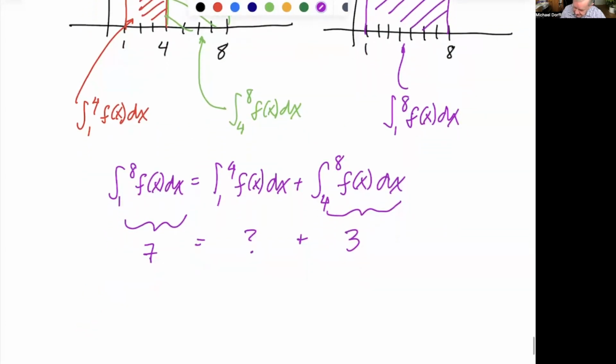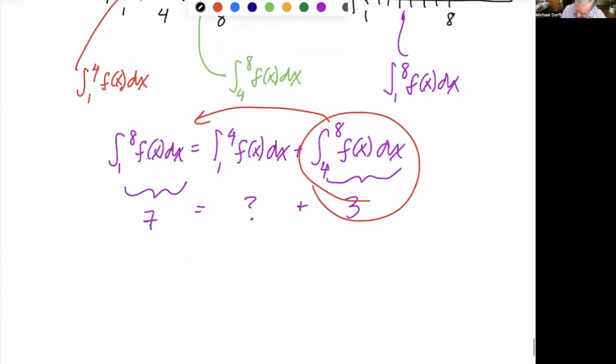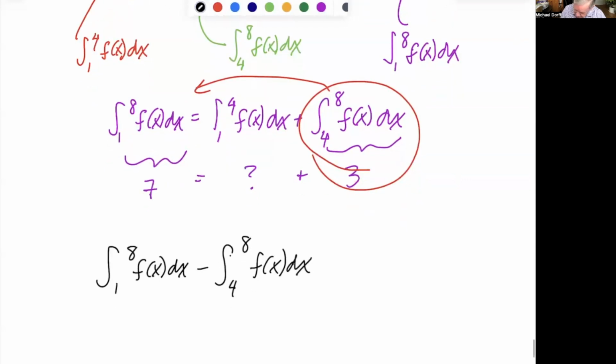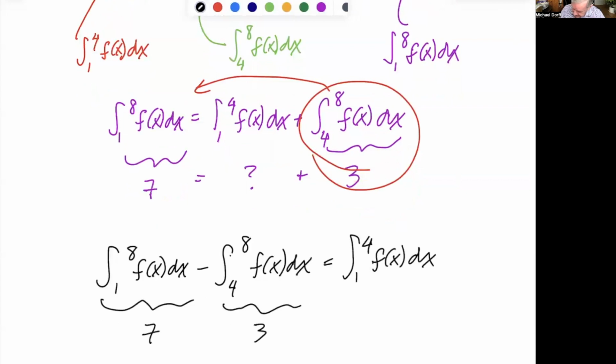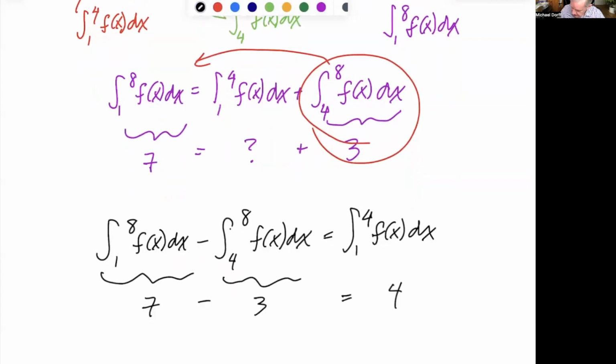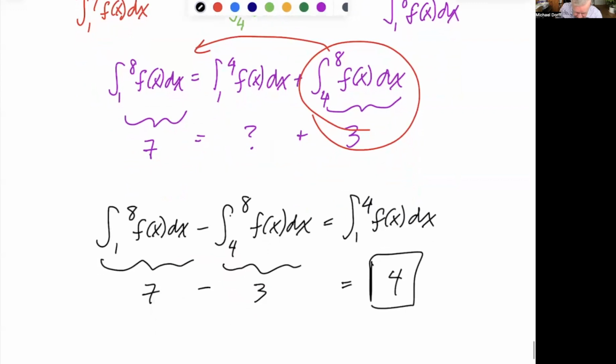Now I can just go ahead and subtract this quantity and bring it over to the other side to get what we need. So we can say that the integral from 1 to 8 of f of x dx minus the integral from 4 to 8 of f of x dx, which we said here was 7, this was 3, equals the integral from 1 to 4 of f of x dx. Since I'm subtracting them, I'm just going to get 4. 4 is my answer there.